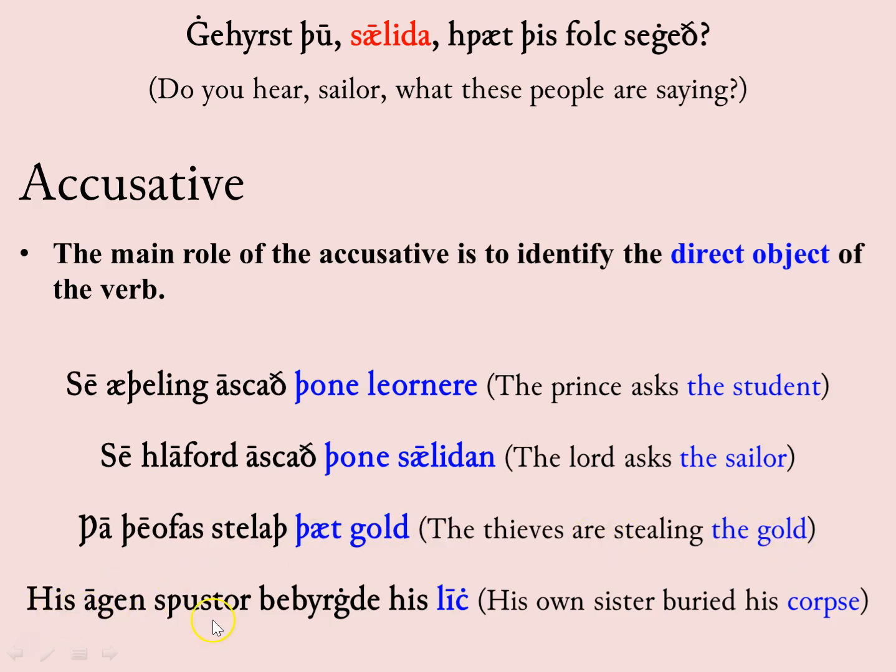His aachen sawustar bebuurde his leech. His own sister buried his corpse. His aachen sawustar bebuurde his leech. His own sister buried his corpse. And leech is in the accusative, so it's the object of this verb buried.